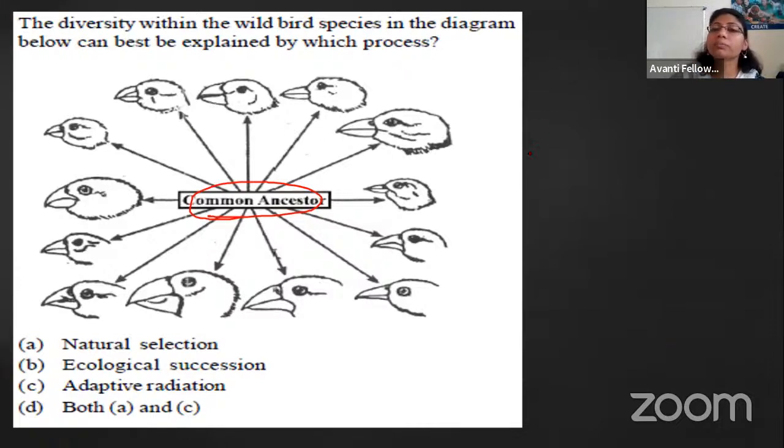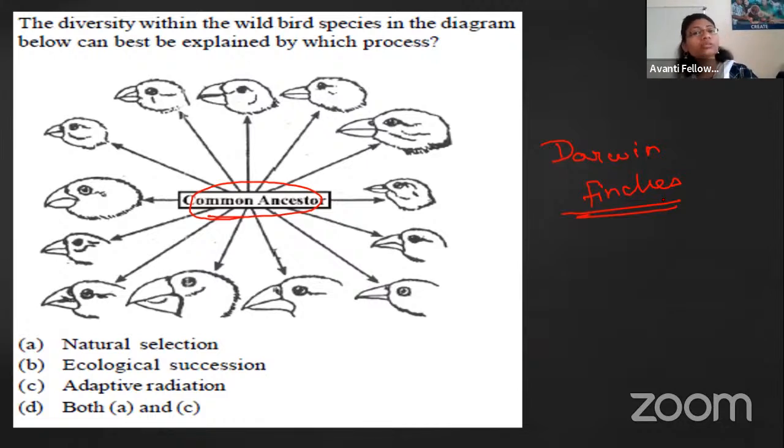See, here we can remember the example of Darwin's finches. They all have a common ancestor, but as they moved towards different geographical regions, according to their environment and the availability of food, they have adapted. They have adapted the changes there for their survival. So this is a great example of only adaptive radiation.